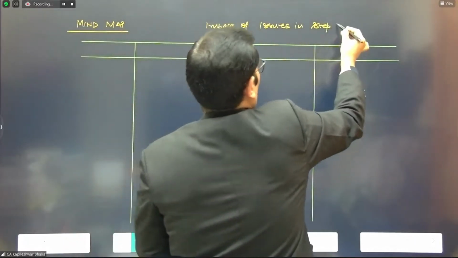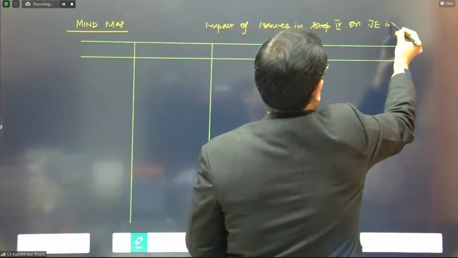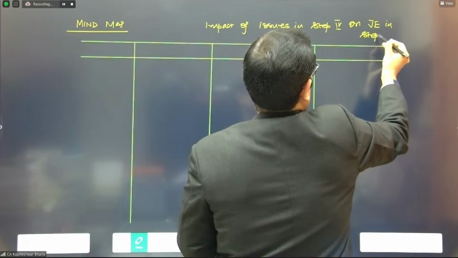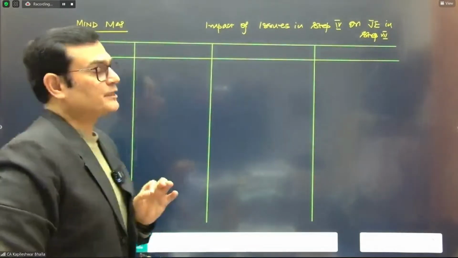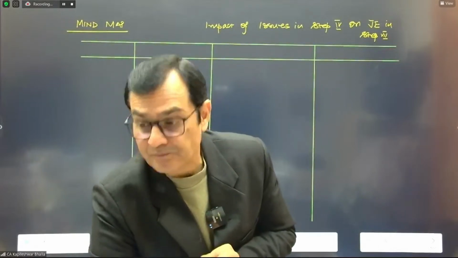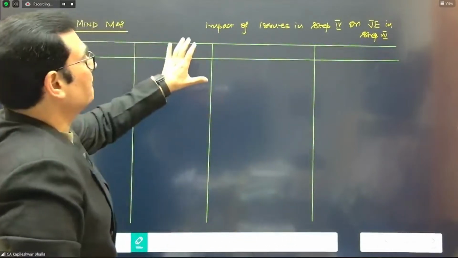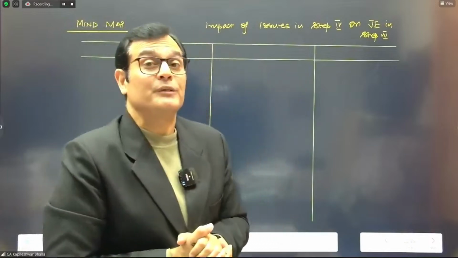Issues in step 4 on journal entry in step 7. So I would put it like this: this is the impact of issues in step number 4 on the journal entry. You're welcome, Tanisha. So I'm looking at the impact of the issues in step number 4 on the journal entry in step number 7.